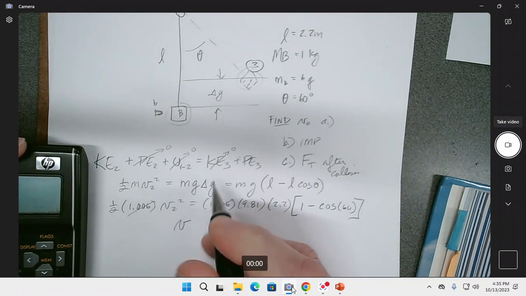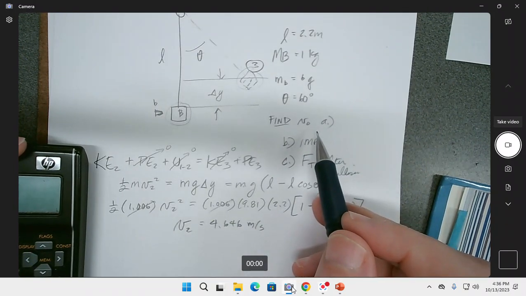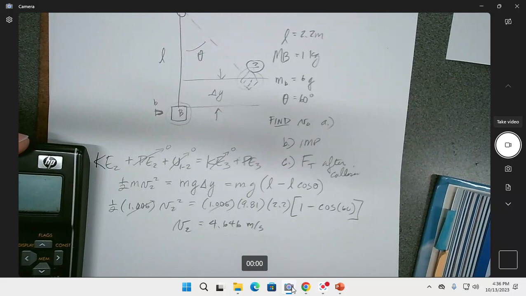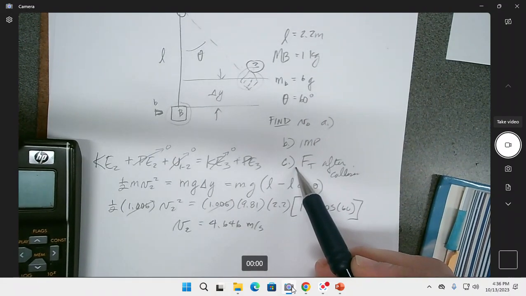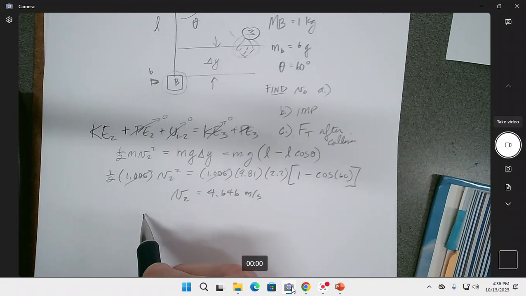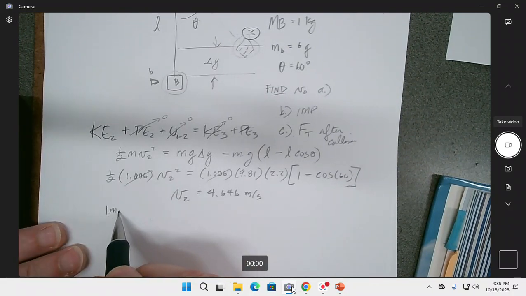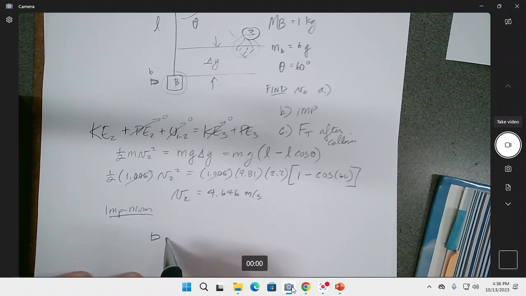So V2 is 4.646 meters per second. That was an answer. Actually, we can use that for part C, because that's going to be centripetal acceleration, interestingly enough. Okay, but anyway, now we're going to go impulse and momentum, and have bullet versus block.